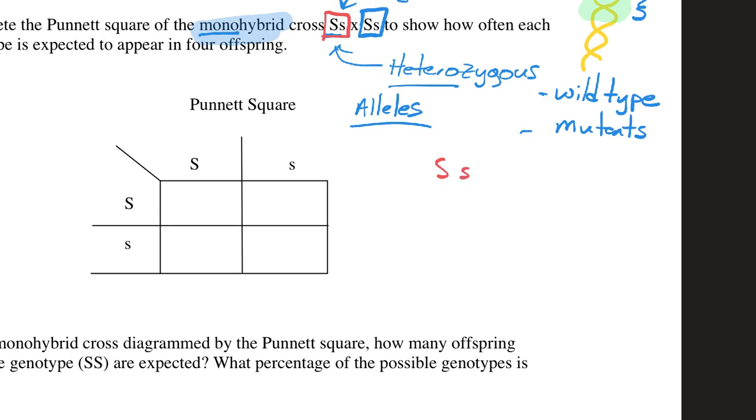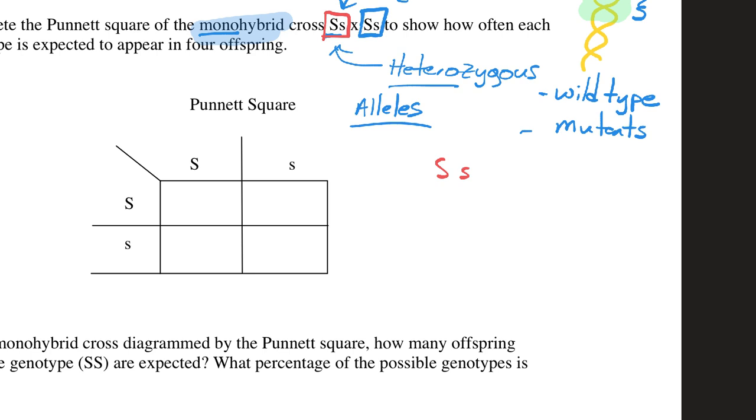Well, what she's going to do is go through meiosis. And we don't have to worry about crossing over here because we only have one gene. We're only looking at one gene. Crossing over becomes an issue when we're looking at two genes. But we're looking at one gene.